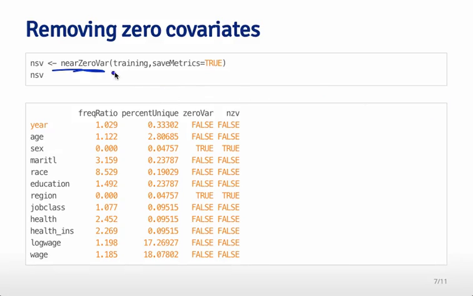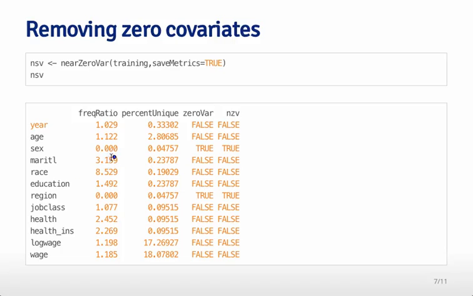So you apply it to a data frame that's the training data set. And here I'm telling it to save the metrics so that we can see how it's calculating what the variables are. So for example, here we can see that it tells us the percentage of unique values for a particular variable. So in this case, the variable has about 0.33% unique values, and it's not a near zero variance variable.